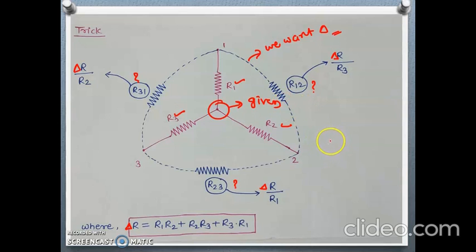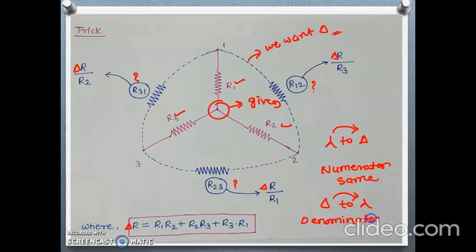Remember this: when we are converting star to delta, the numerator is the same. When we are converting delta to star, the denominator is the same. We have already discussed this conversion from delta to star, where the denominator in the expressions is the same. So remember these two points.